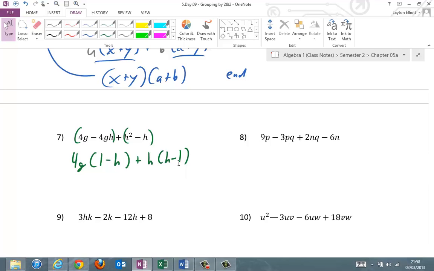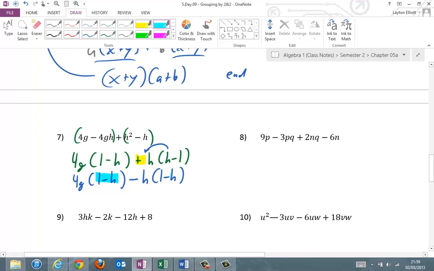In fact, they're opposites. What I'm going to have to do is change this to a minus just to make sure that they're the same thing. That's really important. So I'm going to keep the first part the same, 4g times 1 minus h. Then I'm going to do a minus, and I'm going to pull a negative out of the h minus 1 to make that a 1 minus h. Still have the h here, but this is now a 1 minus h. Because the 1 minus h's have to be identical in every way.